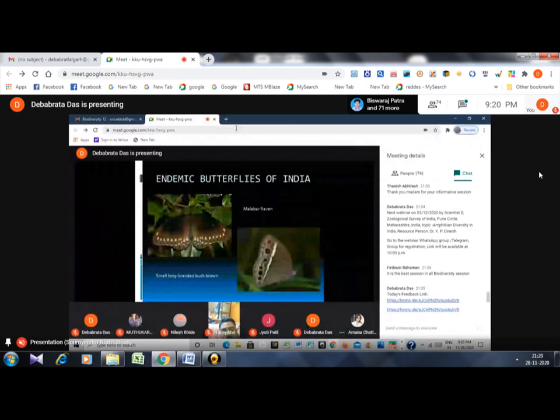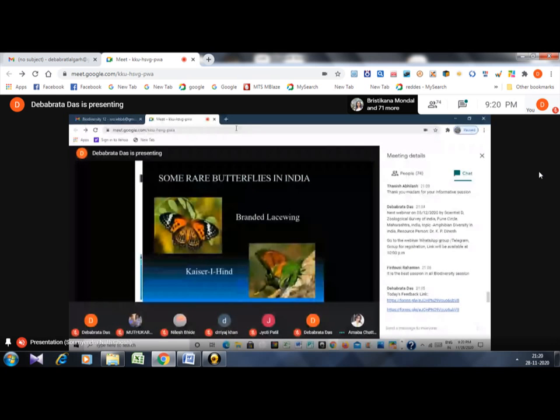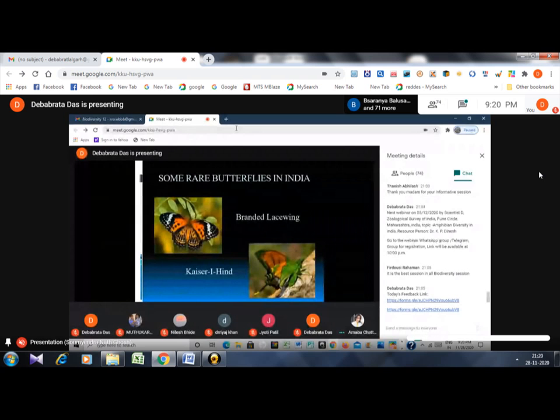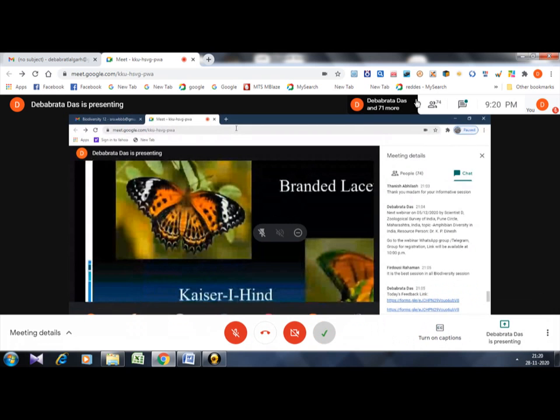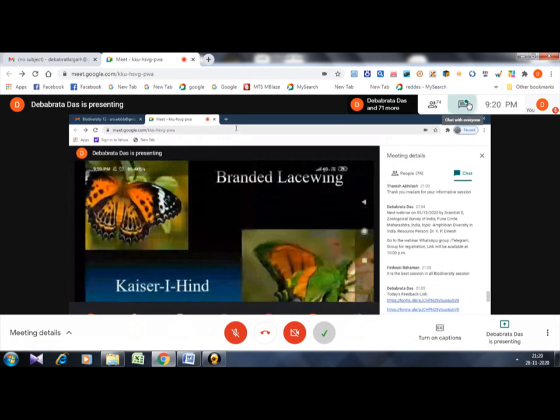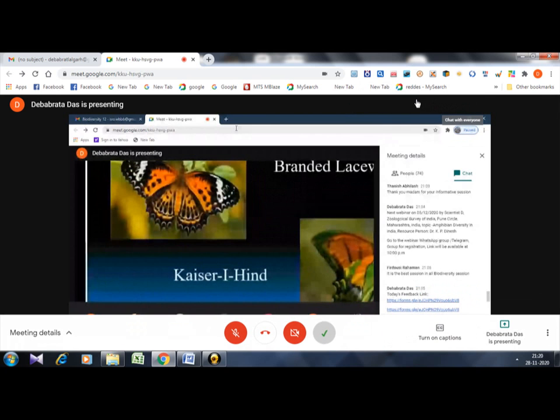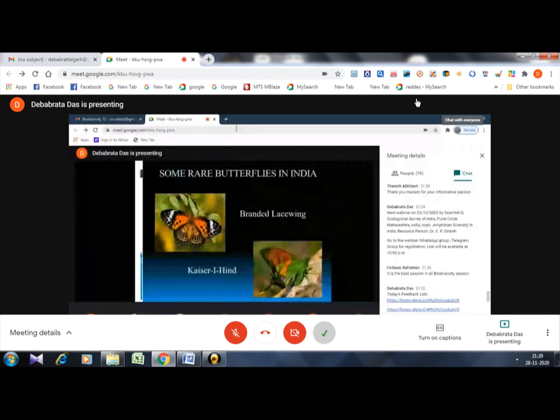Now these are some rare butterflies in India. The first picture you are seeing, on the top left corner, is the Banded Lacewing. Why lacewing? You have seen laces on different dresses. If you look at the image, you will see that there are lace-like structures on the lower areas of the butterfly. That's why it is called the Banded Lacewing. And the butterfly Kaiser-i-Hind, you are seeing the green butterfly. Hind means Hindustan. This name verifies that it is from India.